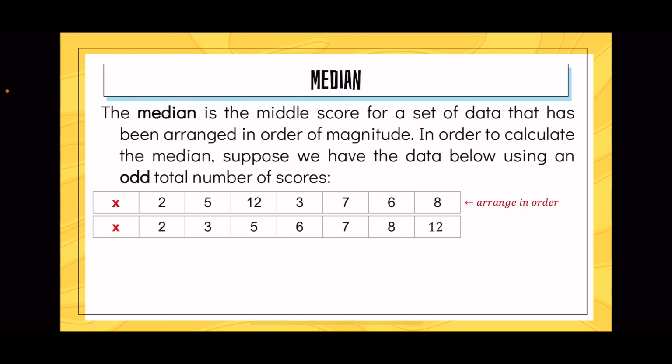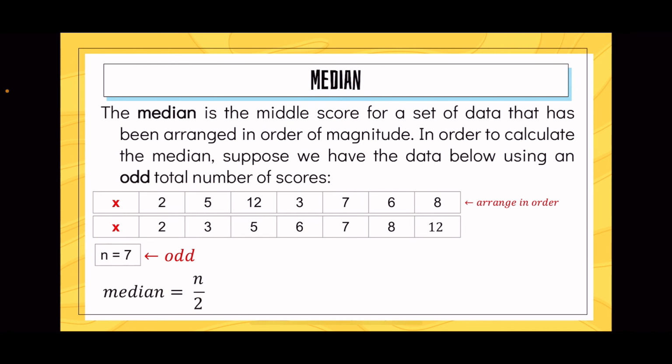What is the next thing that we are going to do? Very good. We are going to count the total number of scores. And our n is equal to 7. So 7, is it an odd or an even number? Very good. It is an odd number. So in order for us to solve for the median, we are going to use this formula.